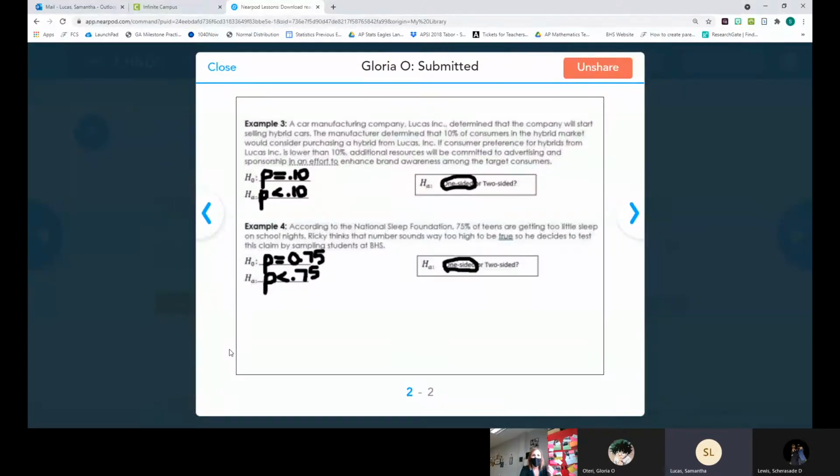So we said P is equal to 0.10 because that's what the claim says. So we're going to say P is equal to 0.10 on example 3. And for the alternative, we'll say P is less than 0.10 because they want to know if it's lower than 10%. Since we have just one side that we're looking for, the alternative is one-sided. Same for number 4. Our claim is that 75% of teens are getting too little sleep, so we're going to say P is equal to 0.75 because the claim is that it's 75. Ricky thinks that number sounds too high, so he thinks that number should be lower. So the alternative there is P is less than 0.75, and that's also one-sided. Perfect.